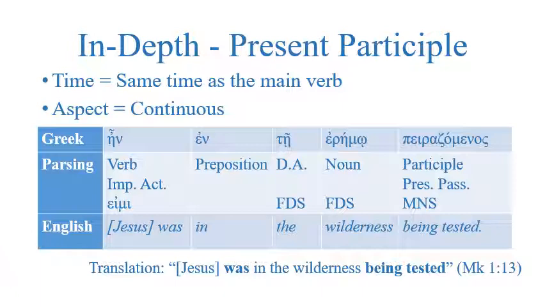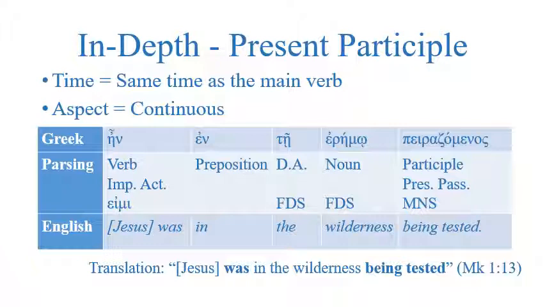And the subject here is Jesus, who was mentioned in the earlier phrase and so is not here. Following that, we have the preposition ἐν, which takes a dative following it, and then the definite article τῇ, the noun ἐρήμῳ, and most importantly, our present participle, πειραζόμενος. By looking at the μεν in this participle, we see that it is present passive.